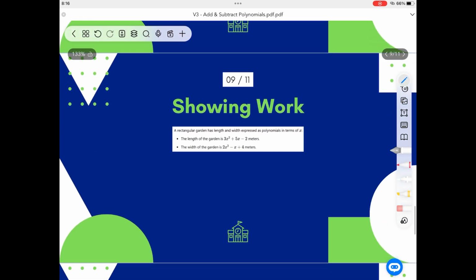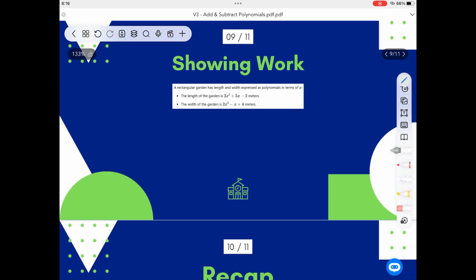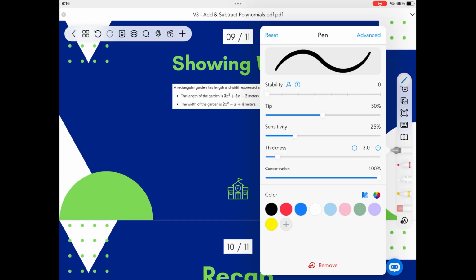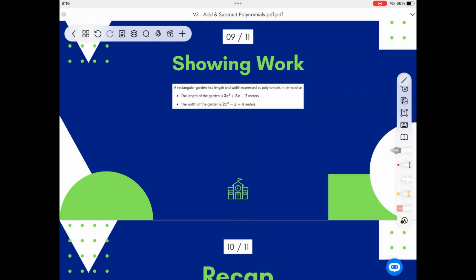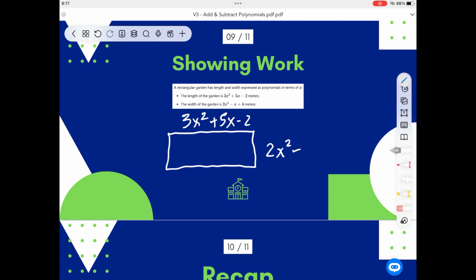So what we're going to do is show our work on this one. I'm going to ask you in your notes to draw a picture of this rectangle. So let's show this rectangular garden. And we have a length on one side of 3x squared plus 5x minus 2, and then a width on the side of 2x squared minus x plus 4. And we're asked to find the perimeter of this.